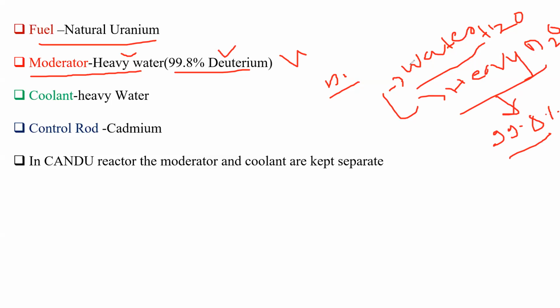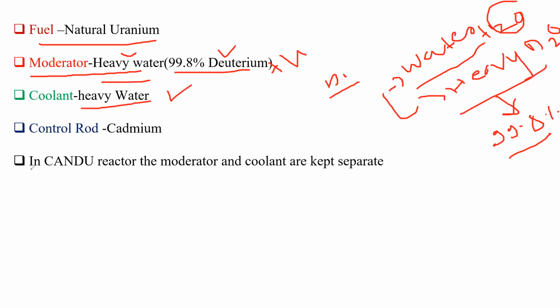Sometimes in the exam they ask this, and some students just write water. That is not sufficient; we must write heavy water, otherwise you lose your marks. If you write just water, it simply indicates H2O. Here we use heavy water as a moderator. Now the second thing is coolant, which is the same, heavy water.